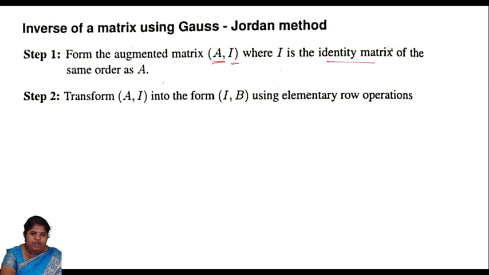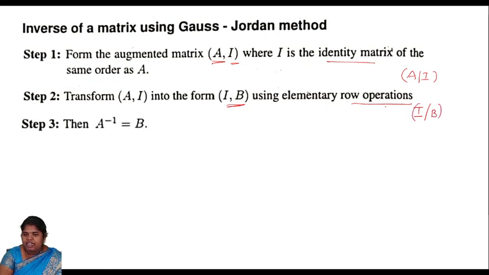Now transform A comma I into the form I comma some matrix B. A and I are combined together to form augmented matrix. By applying elementary row operation, we should convert A as unit matrix, identity matrix, and I as some other matrix, which is our B. Okay. Then find A inverse as B. This is our A inverse. A inverse is our B.